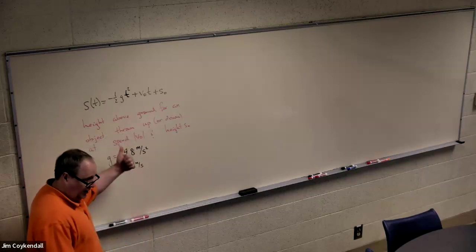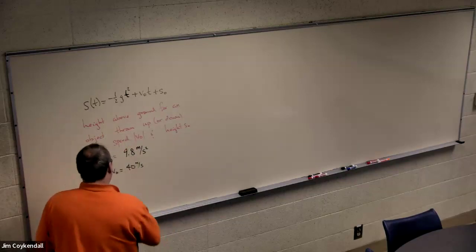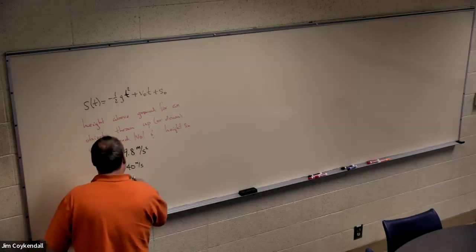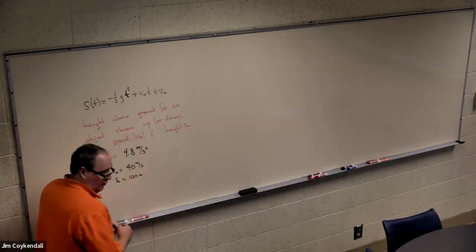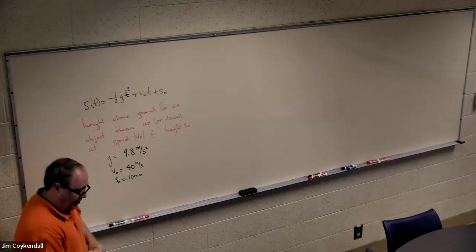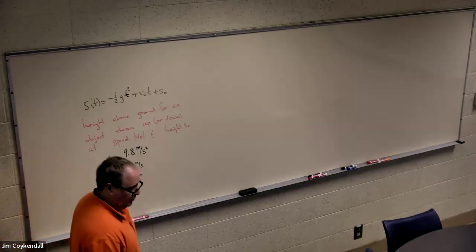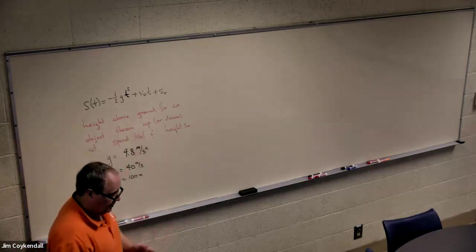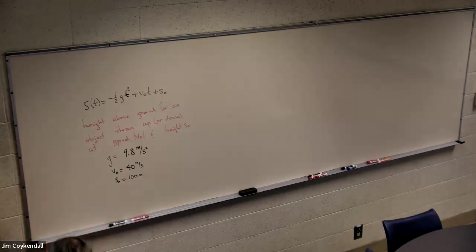So in this case, V0 is 40, that's how fast you throw it up, right? And S0 is 100. That's how far above the surface of the river you are. So you're standing on the cliff, looking down at the river. So this is just this equation, it's numbers.